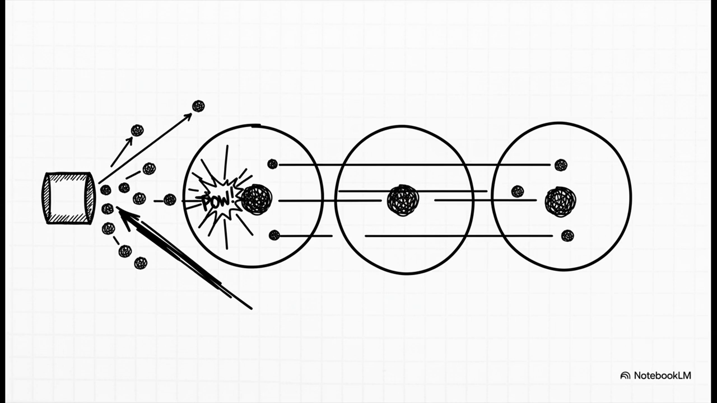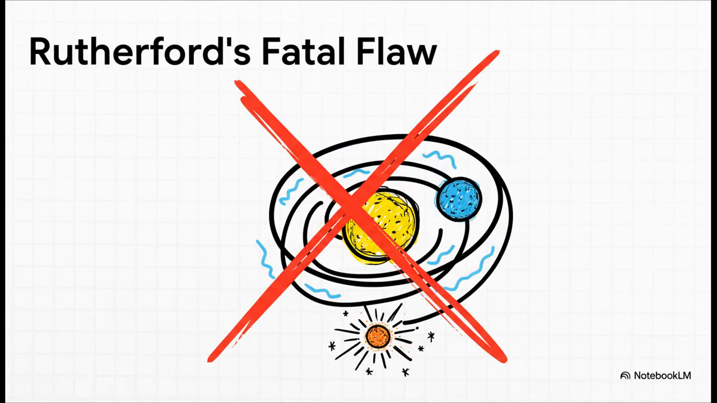It could only mean one thing. The positive charge wasn't a soft pudding. It was a tiny, hard, dense core at the center, the nucleus. The atom was mostly empty space. So we traded the muffin for a mini solar system, a tiny nucleus with electrons orbiting it like planets. Awesome, right? Well, no, there was a huge fatal flaw. According to all the physics they knew at the time, an orbiting electron should be giving off energy constantly.